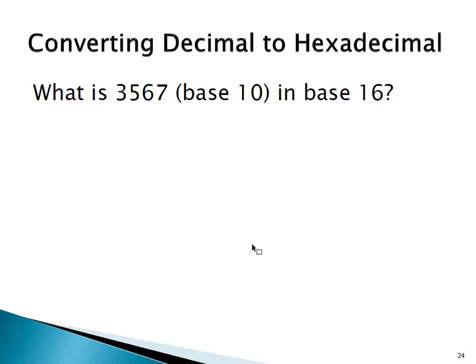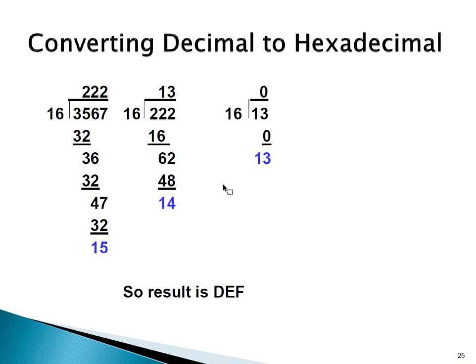Let's try it again in hexadecimal. Same procedure. We have the number in base 10, and we're converting it to hexadecimal. How many times does 16 go into this number? It goes in there 222 times with a remainder of 15. 15 has a name in hexadecimal, and that name is F. So that becomes our first digit, D1.